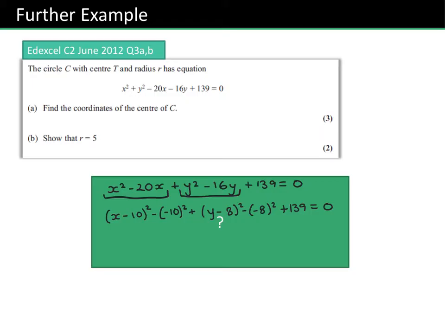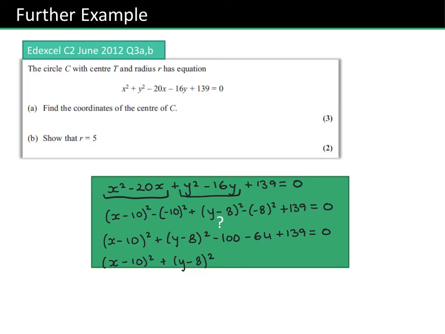So this is now going to give me x minus 10 squared plus y minus 8 squared minus 100 minus 64 plus 139 equals 0. So now I'm going to have x minus 10 squared plus y minus 8 squared.